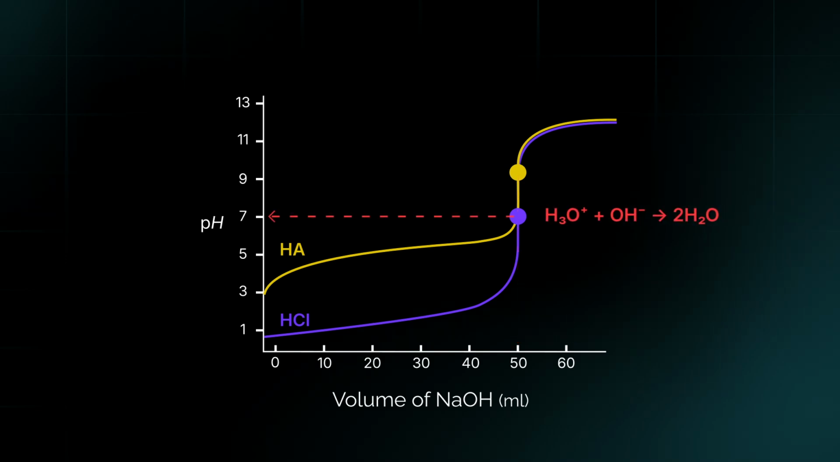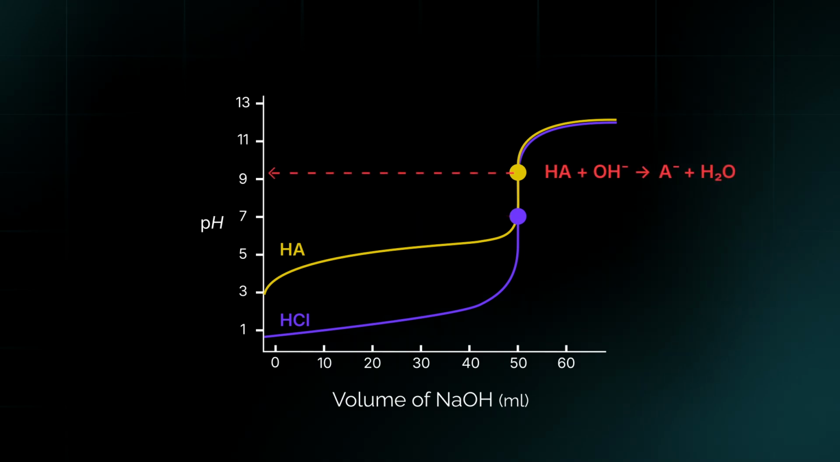For a strong acid, neutralization produces only water. At the equivalence point, all of the strong acid has been converted to water, resulting in a neutral pH of 7. For a weak acid, however, neutralization forms its conjugate base, A-. At the equivalence point, all of the weak acid has been converted into its conjugate base. Since the solution now contains a weak base, the pH is basic, greater than 7.